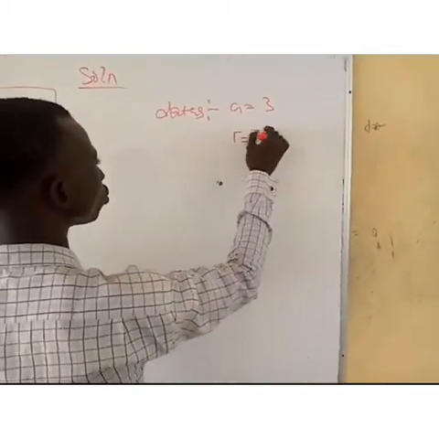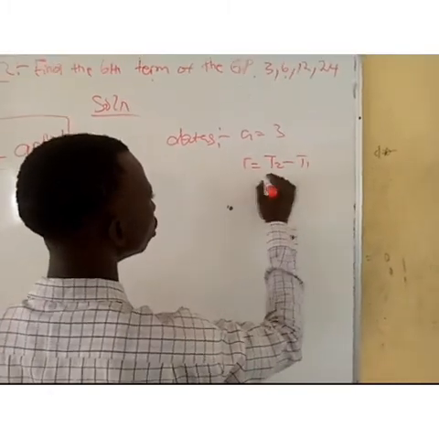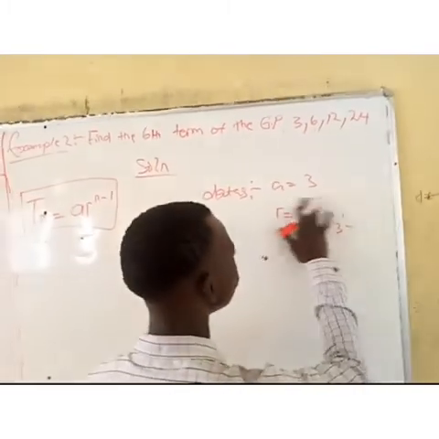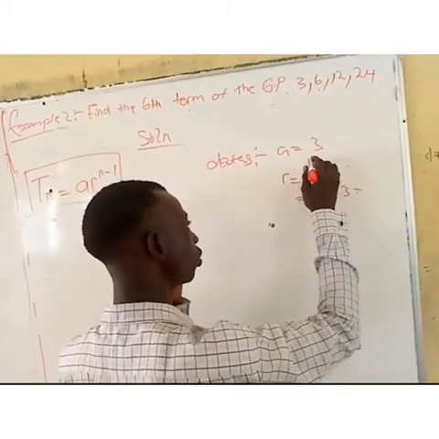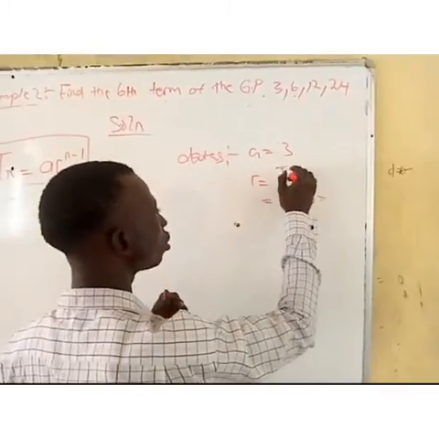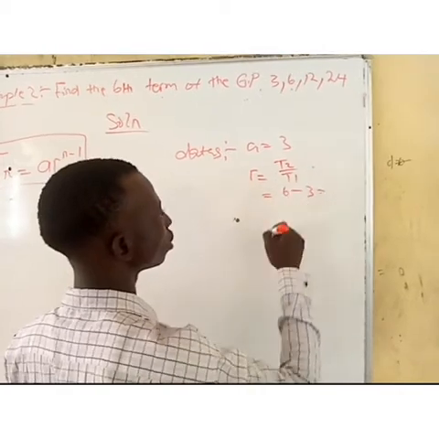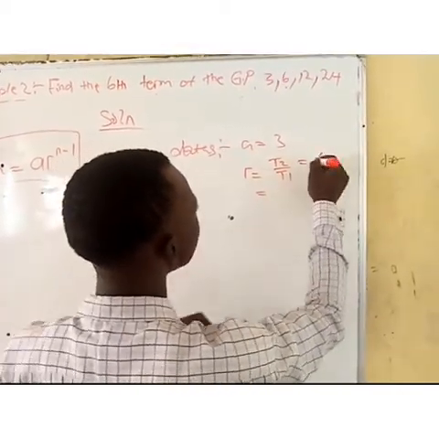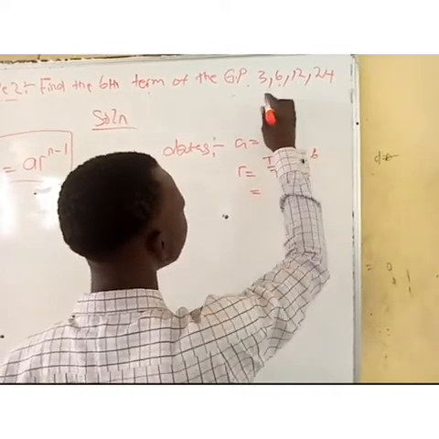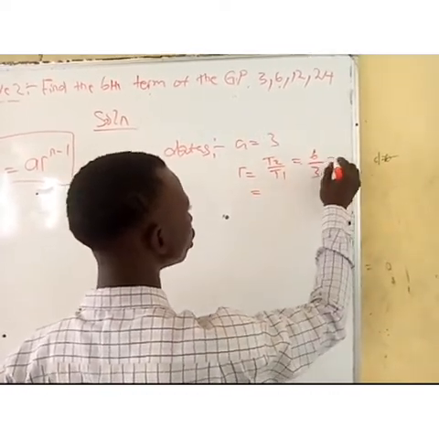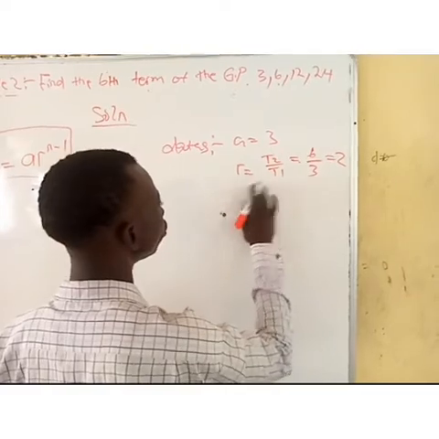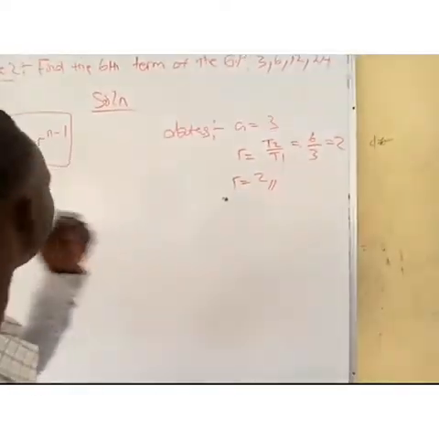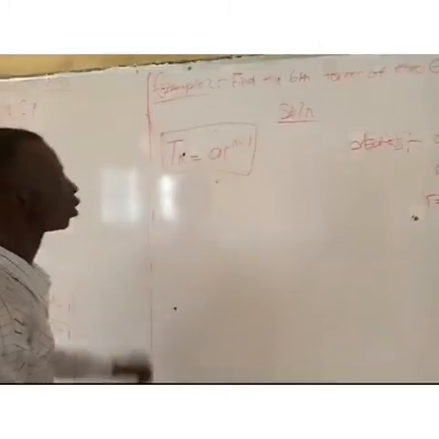R is equal to T2 minus T1, which is equal to what? Oh, sorry. We are talking of ratio, not difference. Your common ratio is T2 divided by T1, right? Your T2 is 6, your T1 is 3. 6 divided by 3 is equal to 2. So the common ratio here is 2. This is the only information you need. Then you apply it to the formula.